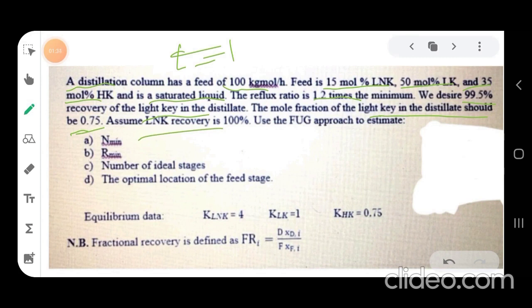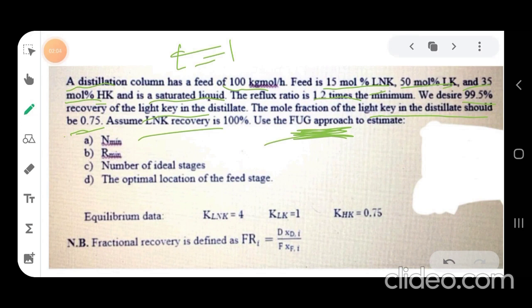Use the FUG approach. Why are we using this FUG approach? Because we have a multi-component mixture, more than 2 components. Of course it can be used for a binary mixture also, but when there are more than 2 components, we have here light non-key, light key, and heavy key, 3 components. That's why we are going to use this FUG approach. So this is an example that covers approximately everything that we covered in the last video.